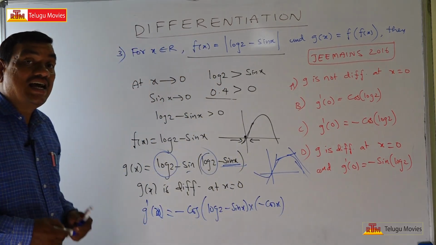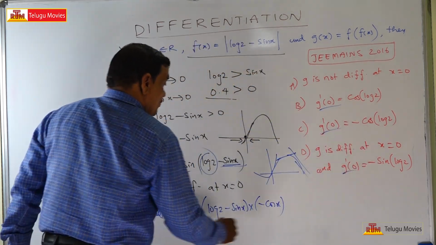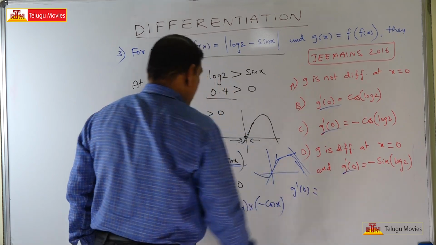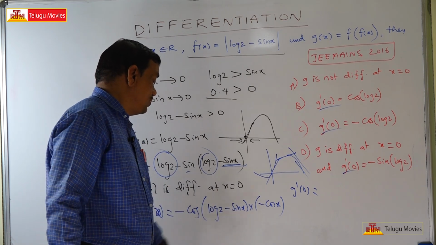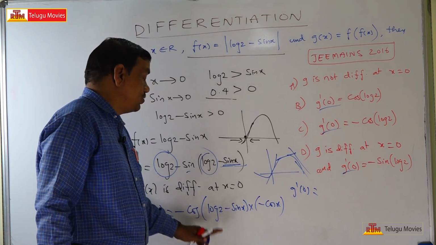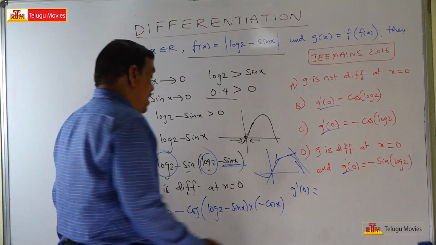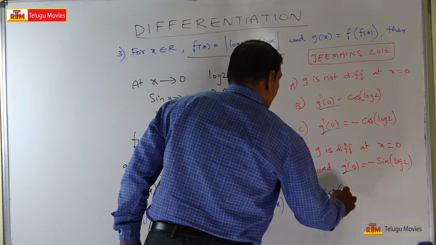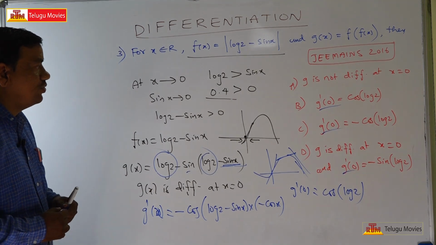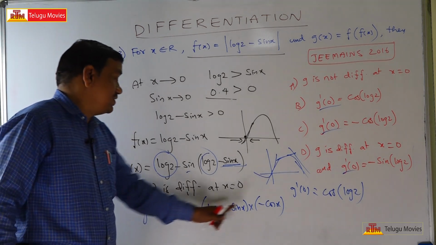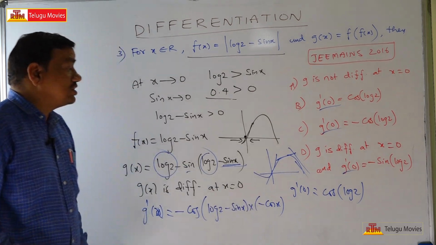Now, g dash of 0. So, find out g dash of 0. Wherever x is there, substitute 0. If you substitute 0, sin 0 is 0, minus cos of log 2, cos 0 is 1, already minus, here also minus, plus. Ultimately, this is cos of log 2. Understand? So, g dash of 0 is equal to cos of log 2, minus into minus plus, sin 0 is 0, cos 0 is 1. So, cos of log 2.